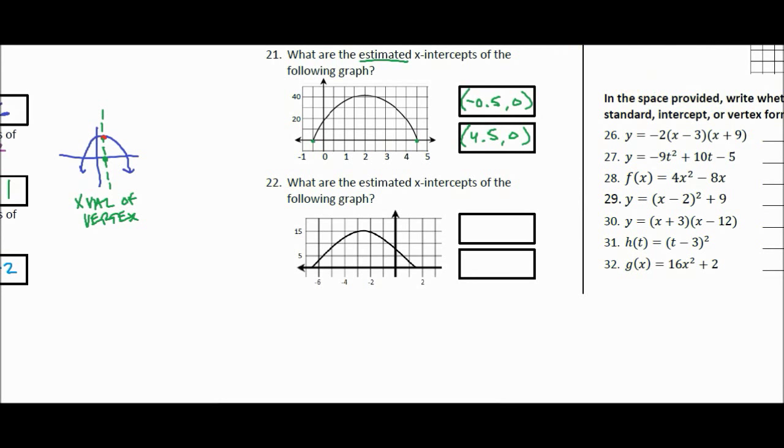And question number 22, same thing. Take a look at our points. Looks like we've got a point right here and a point right here. Look at our scale. Our x scale is by ones. So it looks like we have an x-intercept at negative 2, negative 4, negative 6. This is 4, 5, 6. That's 6.5. So it's at negative 6.5, 0. And this one's at 1. It's halfway between 1 and 2. So it's about 1.5, 0. So that's how we estimate x-intercepts based on the graph.